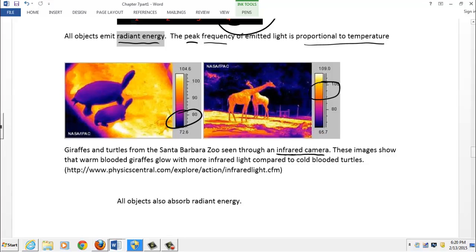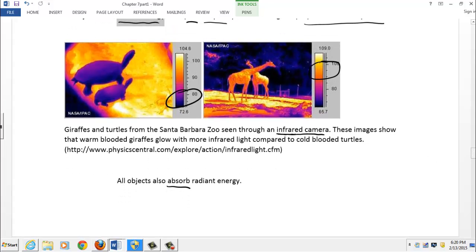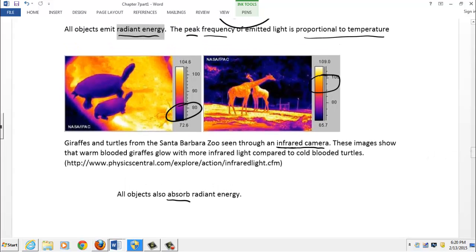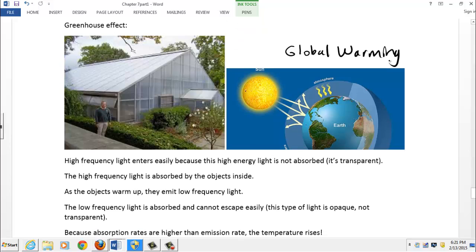Okay, so all objects give off energy, and it also turns out they can absorb it. And the idea is that if you have an object at a constant temperature, what that implies is that it's absorbing the same amount of energy and light that it emits.